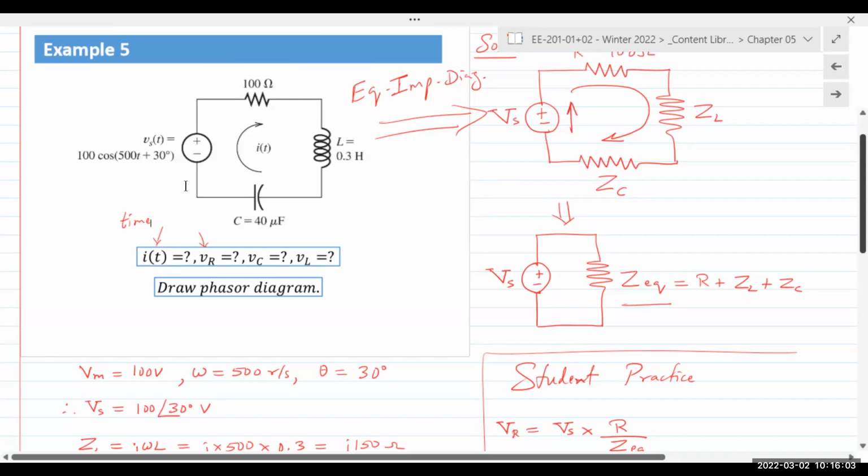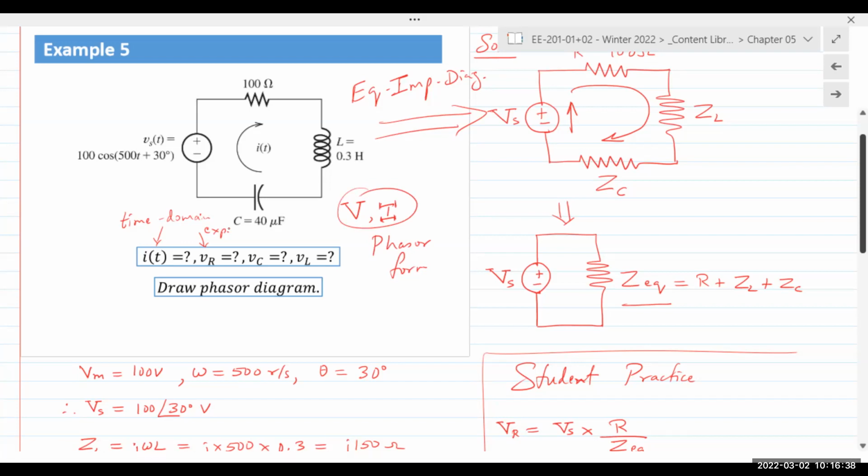So your final answer has to be cos of omega t. You cannot leave it in phasor form. Phasor form would be an uppercase V or an uppercase I with these marks at either end. So this would be phasor form, and these would be the time domain expression. So if the expression is in lowercase quantities, it is a time domain expression, even if the function of time t is not present. So in this case, all four quantities need to be a function of time.